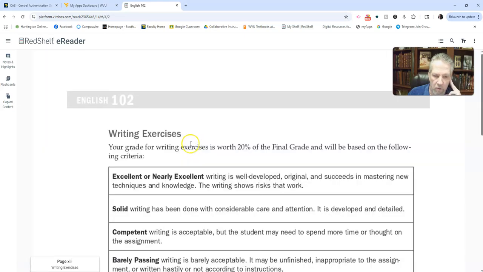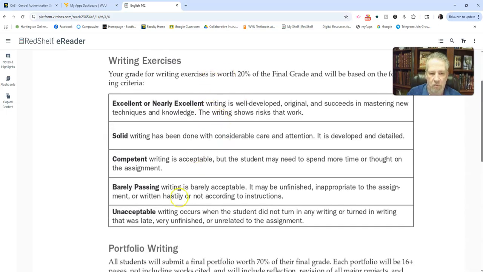Now, 20% of your overall grade will be what we call writing exercises. I do a little bit more than just the exercises for this. Everything that you submit and are required to do for the course is part of this 20%. It's also a little bit of the 10%, because if you're doing the work you're assigned, then you're also participating. So the 10% participation and the 20% writing exercises and turning work in on time go together.